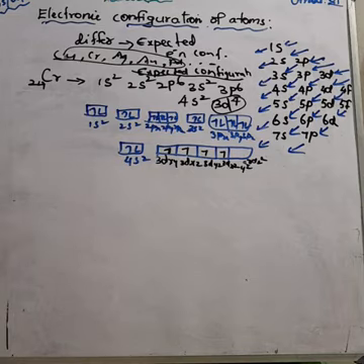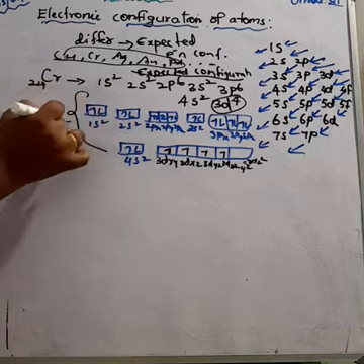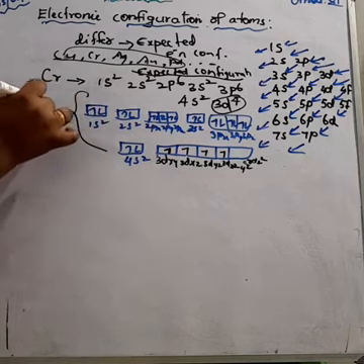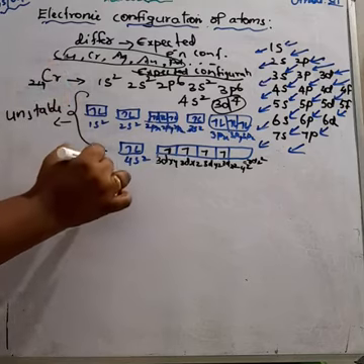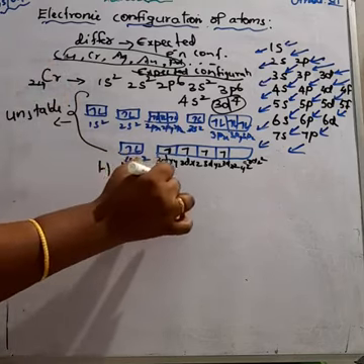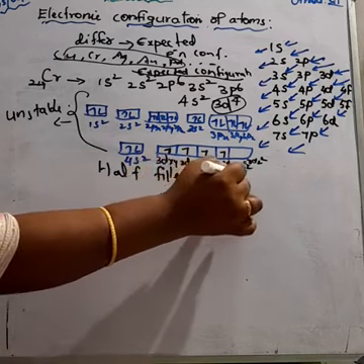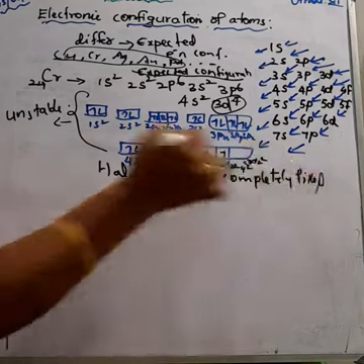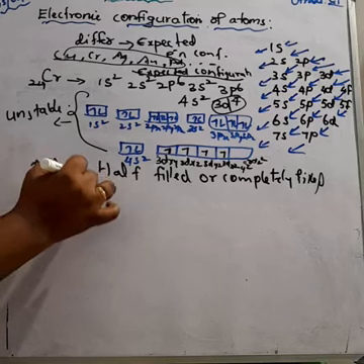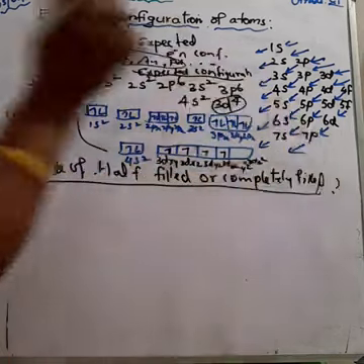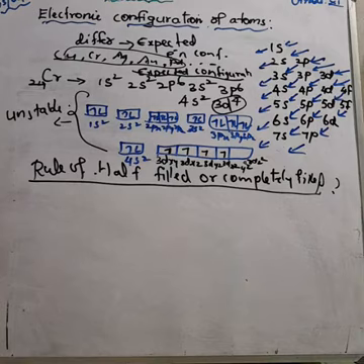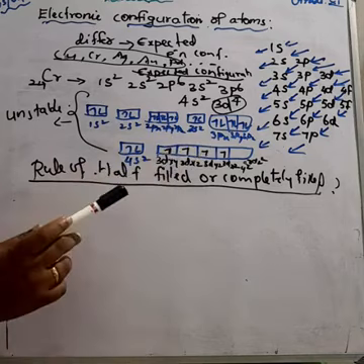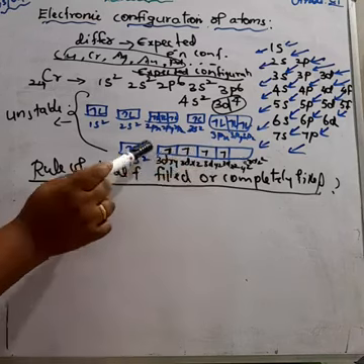But it is not stable. Why is it not stable? It is explained by one of the rules, that is the rule of half-filled or completely filled orbitals. What does this rule say? The orbitals tend to become half-filled or completely filled, since such orbitals are more stable than other orbitals. What do we mean by half-filled? This is not half-filled and this is not completely filled.